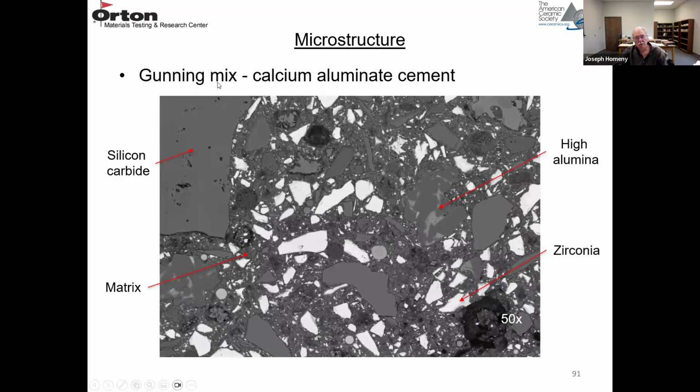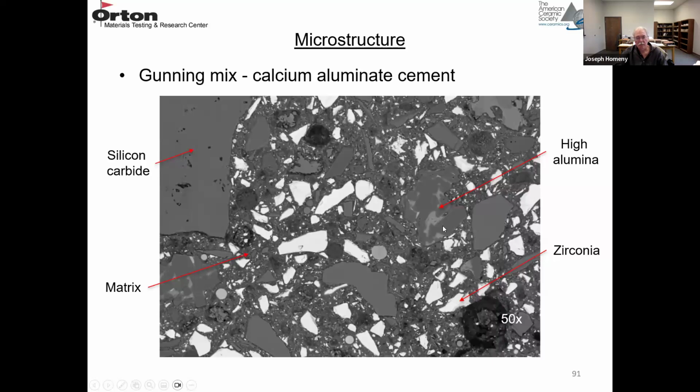This is a gunning mix. Again, it's based on calcium aluminate cement. This gunning mix appears to be designed for good corrosion resistance. So you'll see a silicon carbide particle over here. The bright particles are zirconia. So those are there to enhance the corrosion resistance.